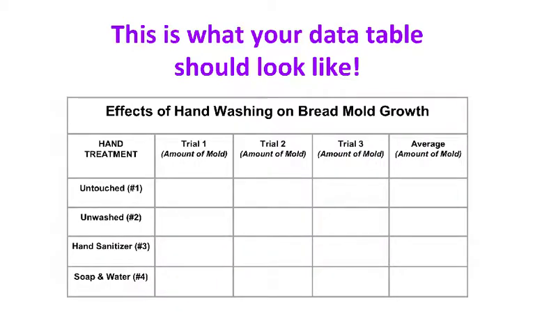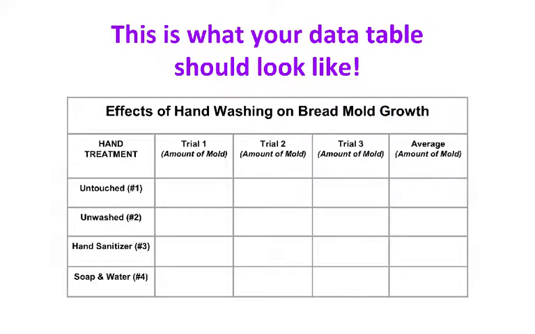Okay, this is what your data table should have looked like. So go back to slide 35 in your INB and check to see if you made your data table correctly. And if not, then you need to adjust it so that it looks like this. You may not have had exactly this title for your data table, but you should have a title that includes both hand washing and mold growth, right?